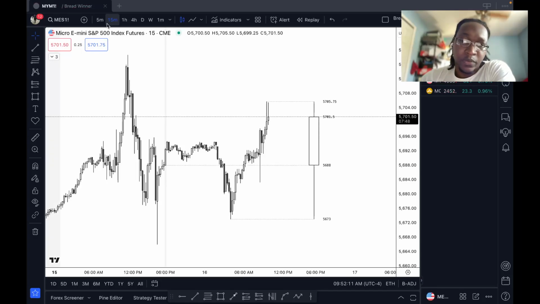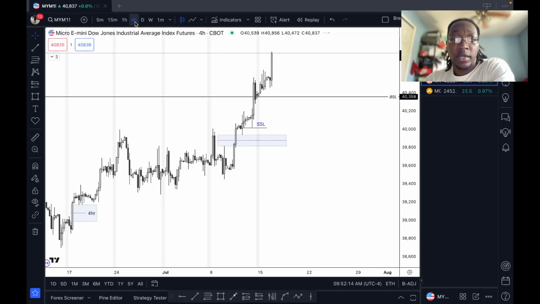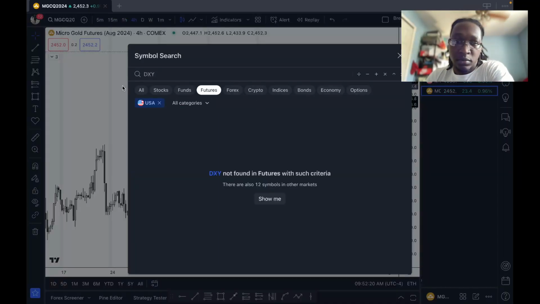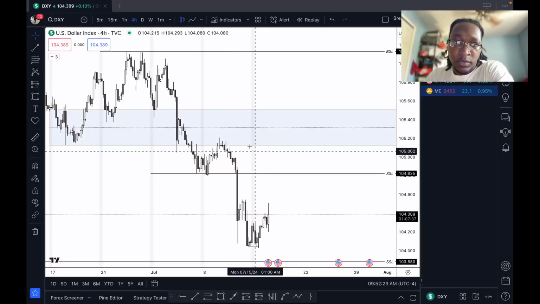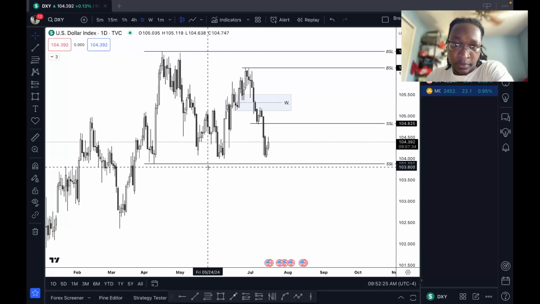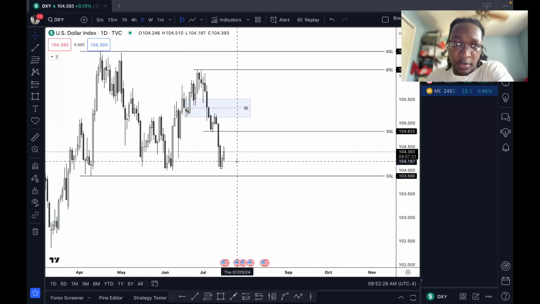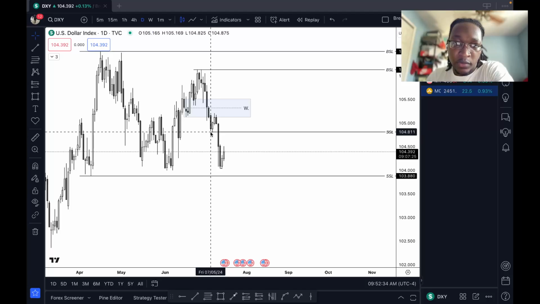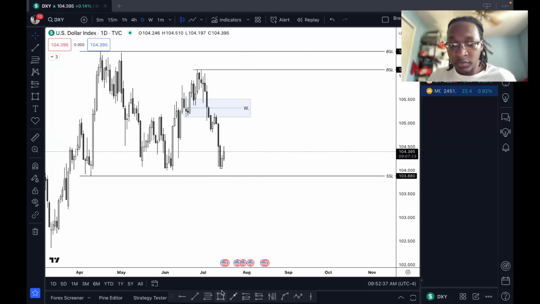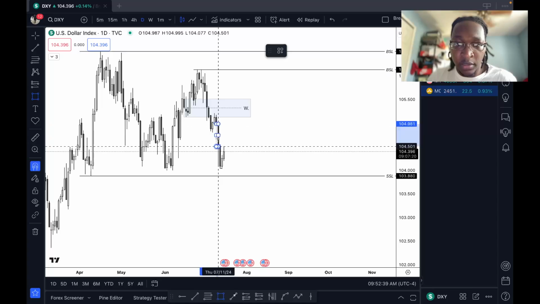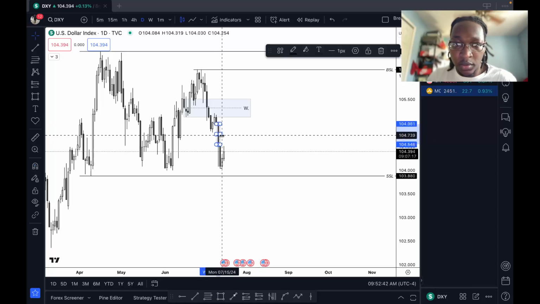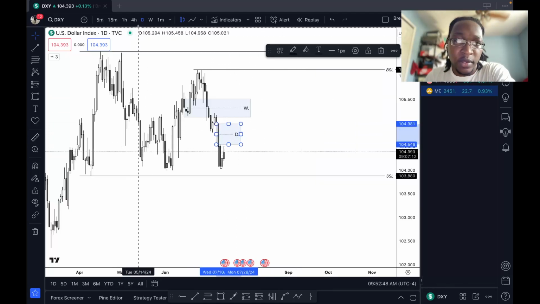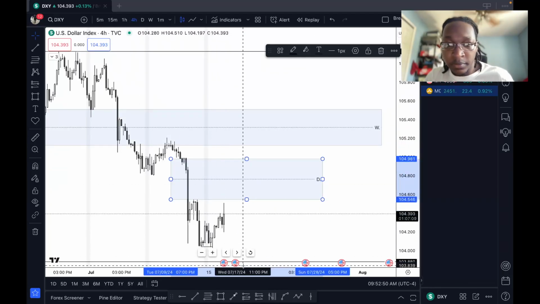ES pushing higher. YM pushing higher drastically. Gold, same thing. Dollar's probably doing terrible because we had sell side liquidity down here. So for dollar, my draw is these lows here. We have this fair value gap that broke through this low here. So if we're truly bearish, I would want to see if dollar can run into this fair value gap and then look lower.